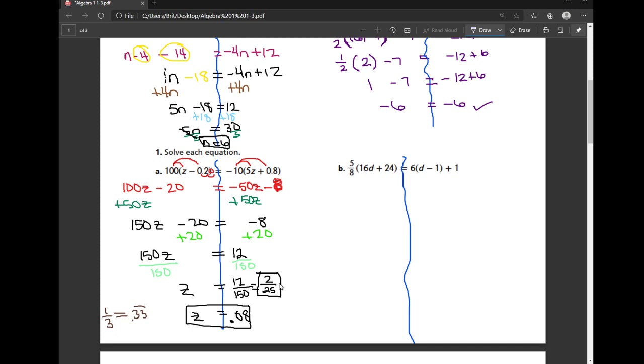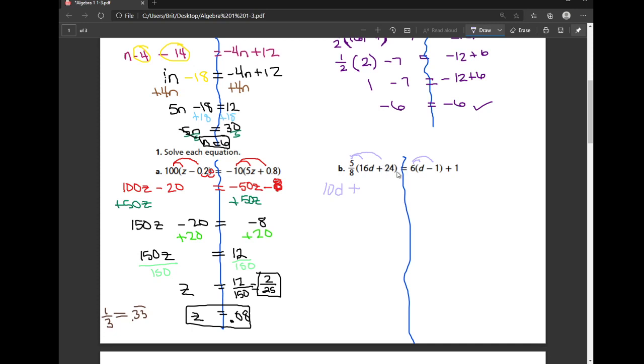Alrighty, so now let's check on this next one. We have sets of parentheses, so we're going to want to distribute in order to simplify those parentheses. So 5/8 times 16d. I know there's going to be a d. Remember, a fraction is just division, so I can do 16 divided by 8, that's 2, and then multiply that times 5. That would give me a 10. Or you could plug 5/8 times 16 in your calculator and you'll also get 10.